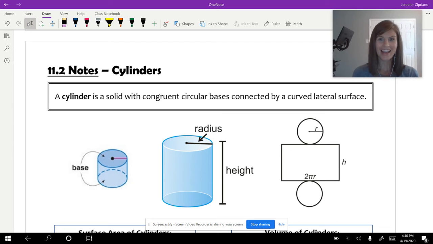Hey everybody. So we are back to talk about cylinders. I'm on page 6 of your packet, and this is a pretty short, pretty quick section. We only have a couple of examples to do.